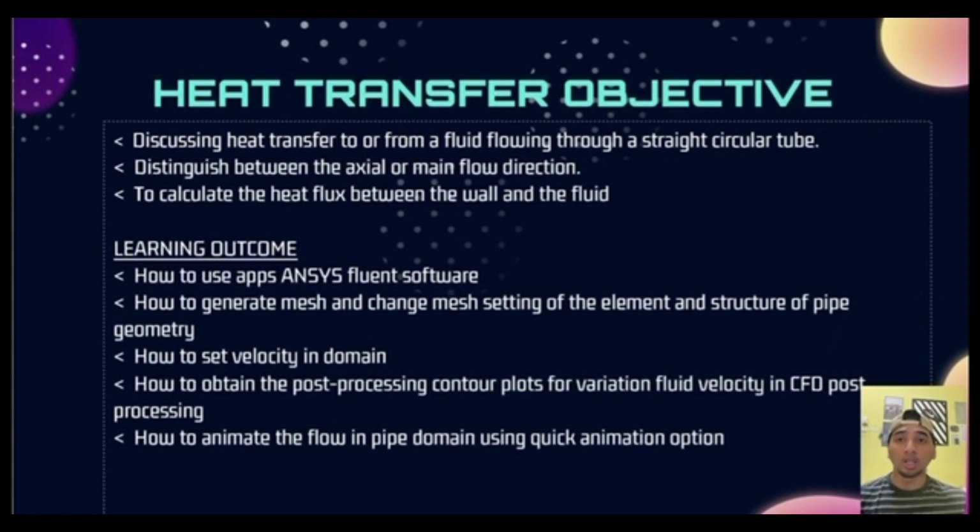We also have a learning outcome. The first is how to use ANSYS Fluent software, how to generate mesh and change mesh setting of the element and structure of pipe geometry, how to set velocity in domain, how to obtain the post-processing contour plots for variation of fluid velocity in CFD post-processing, and lastly, how to animate the flow in pipe domain using quick animation option.